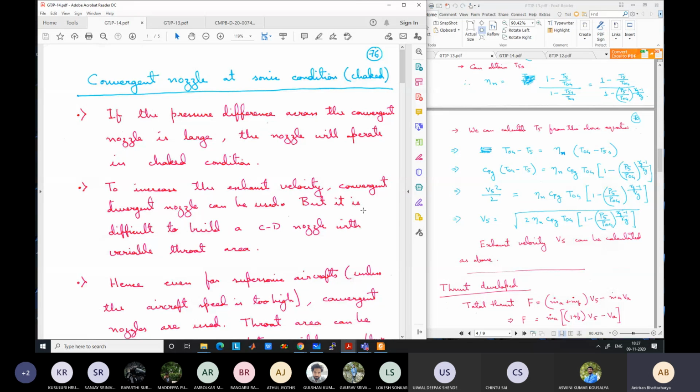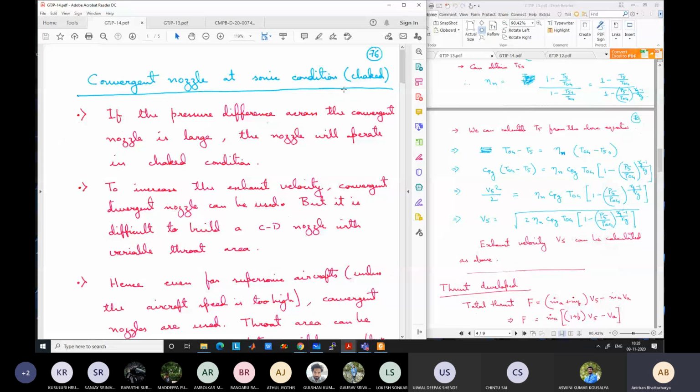So we want to find out what is the exit pressure. That is very important for us to calculate. Okay, so we want to find out what should be the exit pressure. So we want to study the convergent nozzle at choked condition. Why is this exit pressure important for us?